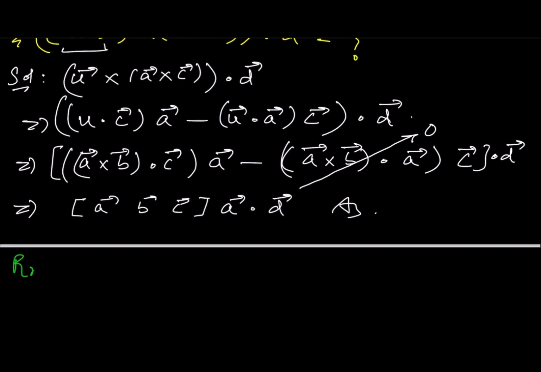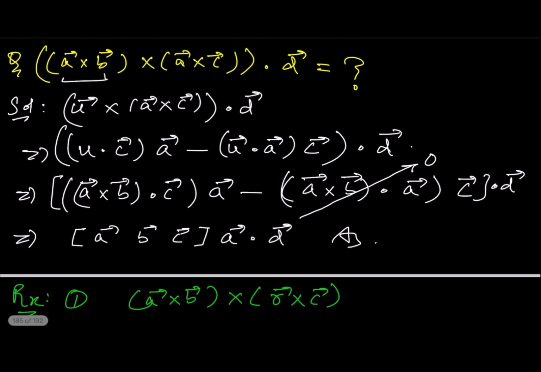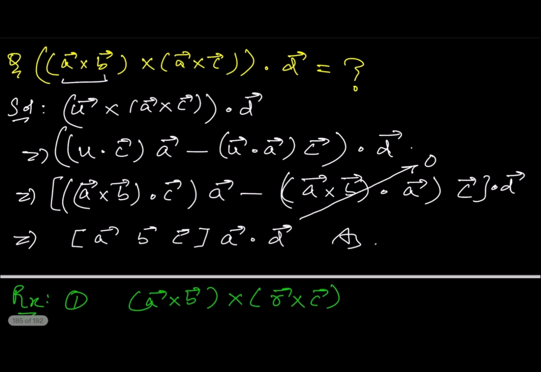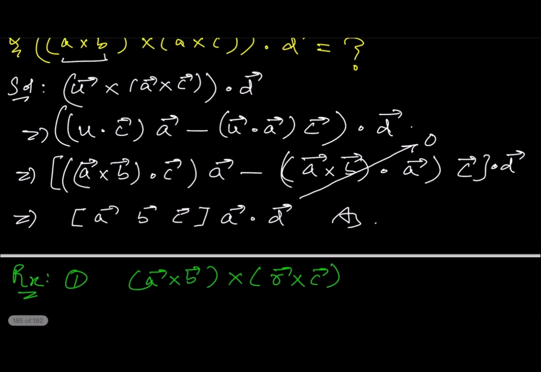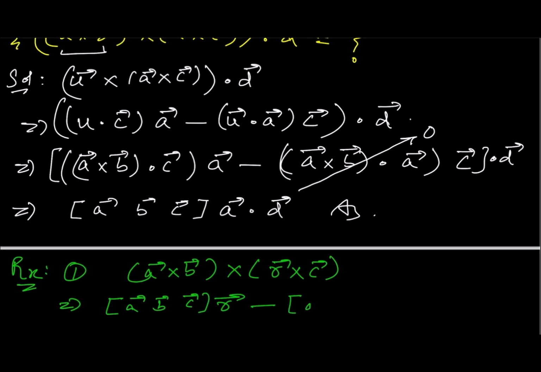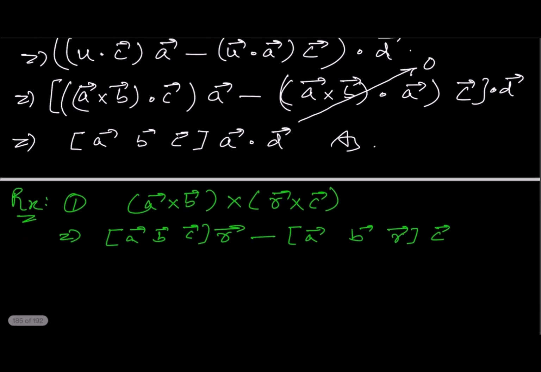Okay, now write some remarks. Remark 1 is (A cross B) cross (R cross C). If I see the last question, what I am doing is writing R vector in place of D vector in the second bracket. So it will become box of A B C times R vector minus box of A B R times C vector. Okay, as simple as that.